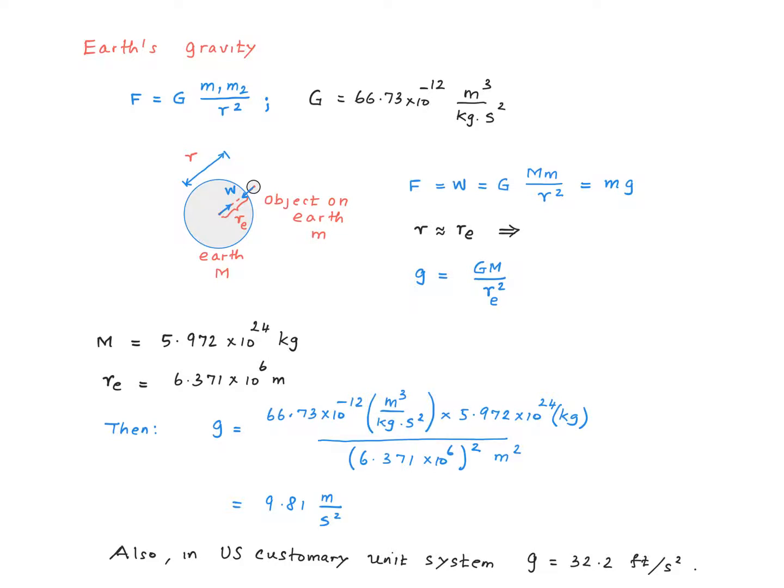You might have learned in physics that this is the correct value of little g. Also, in US customary unit system, which is another unit system that we commonly use, g is 32.2 feet per second squared.